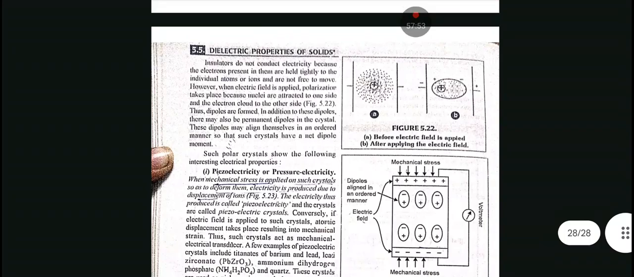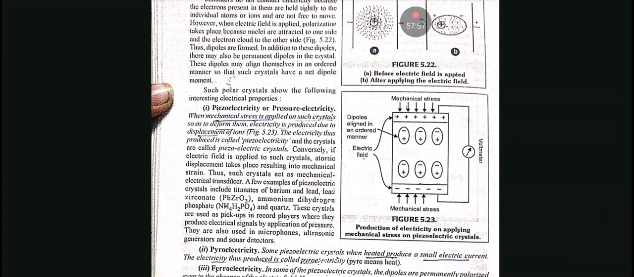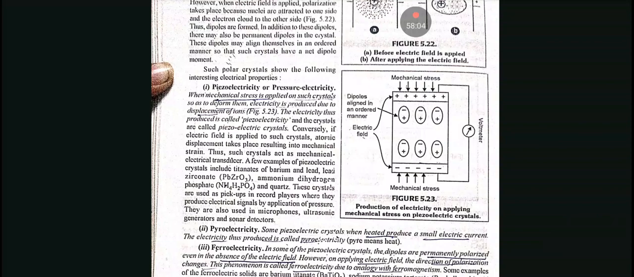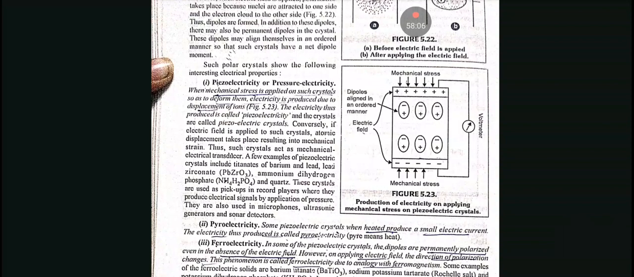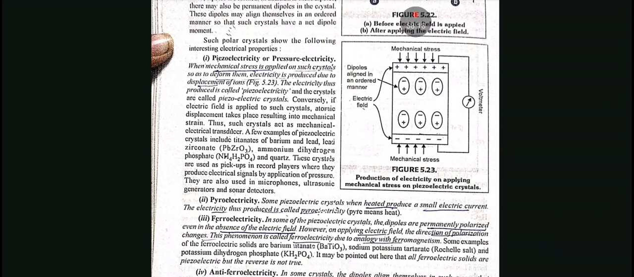Dielectric properties of solids: insulators do not conduct electricity because the electrons present in them are tightly held. Individual atoms or ions are not free to move. However, when an electric field is applied, polarization takes place because the nuclei are pulled to one side and the electron cloud to the other side, so dipoles are formed. In addition to this, there may be permanent dipoles in the crystal. These dipoles may be aligned among themselves in a manner such that the crystal has a net dipole moment: piezoelectricity and pyroelectricity.